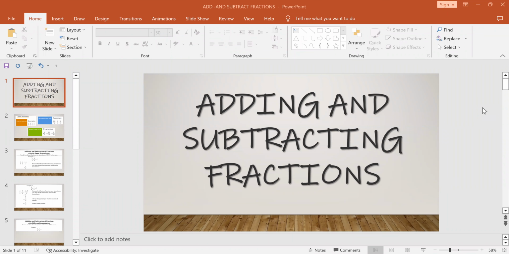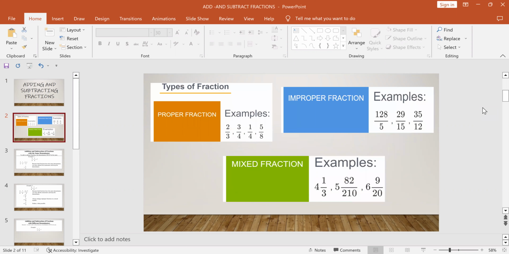So adding and subtracting fractions. In this video we learn how to add and subtract fractions. But first of all, there are different types of fractions. So let's see that. We have a proper fraction.